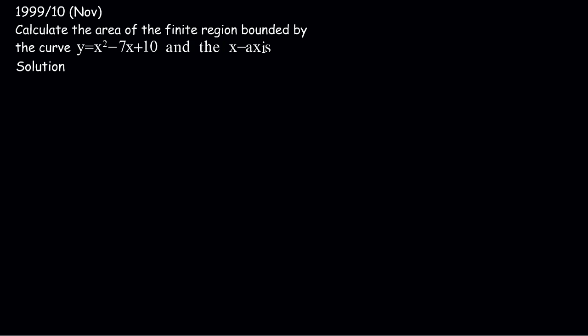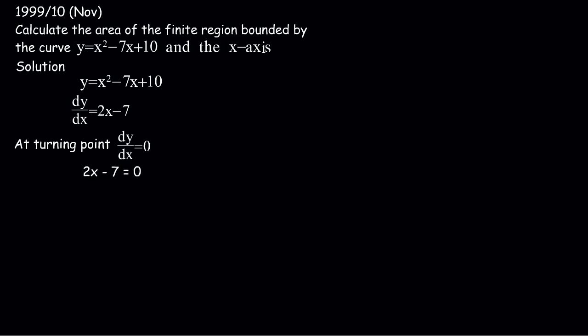Now looking for our turning point, we are going to be writing down our equation y is equals to s squared minus 7s plus 10, and differentiating, dy over ds will be equals to 2s minus 7. We know that at our turning point, dy over ds is equals to 0, so substituting, 2s minus 7 will be equals to 0 and 2s will be equals to 7. Dividing both sides by 2, s will be equals to 3 and a half or 3.5.